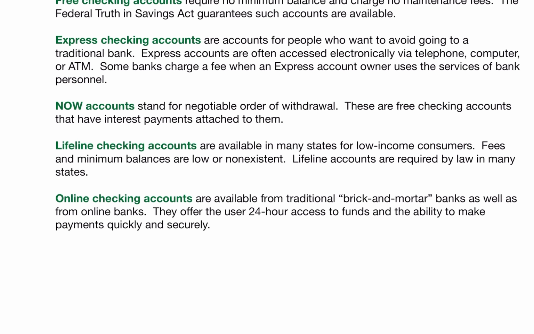And then last but not least, these are online checking accounts. These are available from traditional, what we call brick and mortar banks, as well as from online banking. They offer customers 24-hour access to funds and the ability to make payments quickly and securely. Online checking accounts are the more popular types of accounts today, since we are now very digital and transactions happen very quickly. So you're going to want to check with your bank if there are any fees associated with having an online checking account.